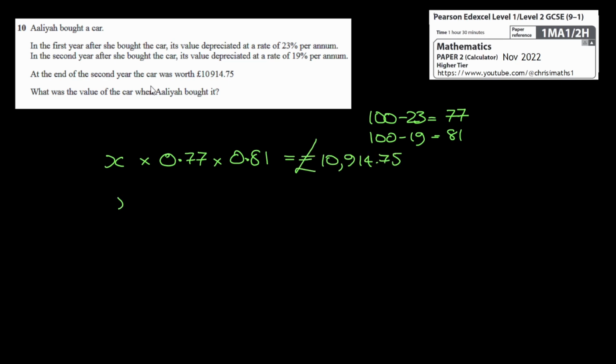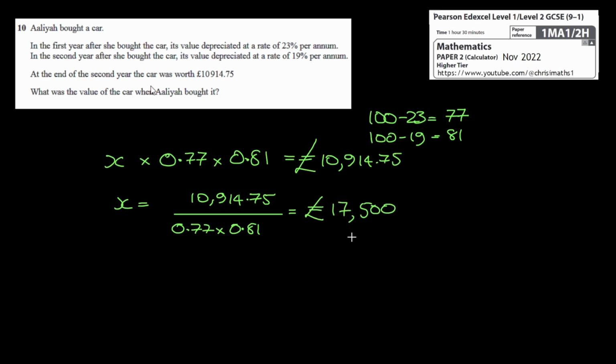£10,914.75. So X is equal to, and if you pop that into a calculator, you get £17,500. And that will be your answer.